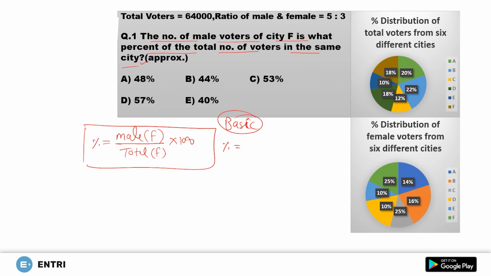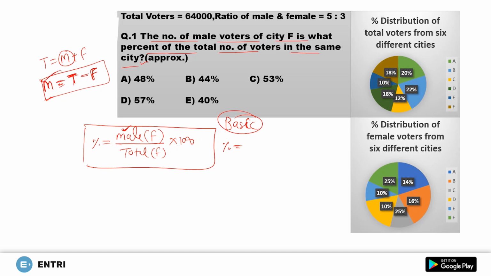According to the basic method, how can you find the male? As total equals male plus female, if you have to find the male, can you say male will be equal to total minus female? If you have to find the male population or male voters in any city, you just need to subtract female from the total. I hope this is clear.